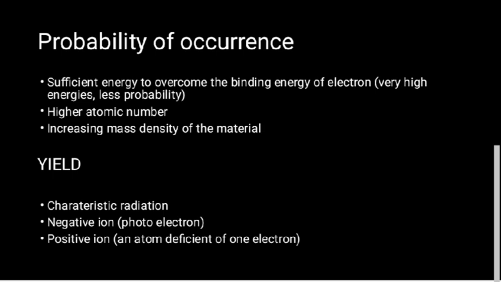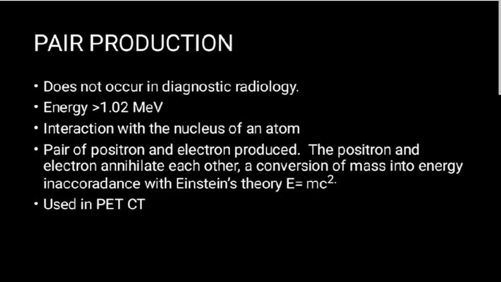Next comes the probability of occurrence. There should be sufficient energy to overcome the binding energy of the electron. At very high energies, there is less probability. A higher atomic number should be there and increased mass density of the material. What we yield is characteristic radiation, a negative ion, that is the photoelectron, and a positive ion, an atom deficient of one electron.